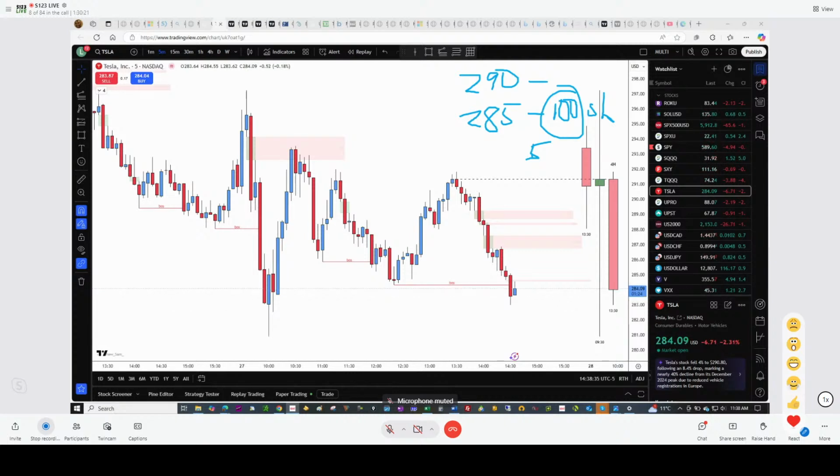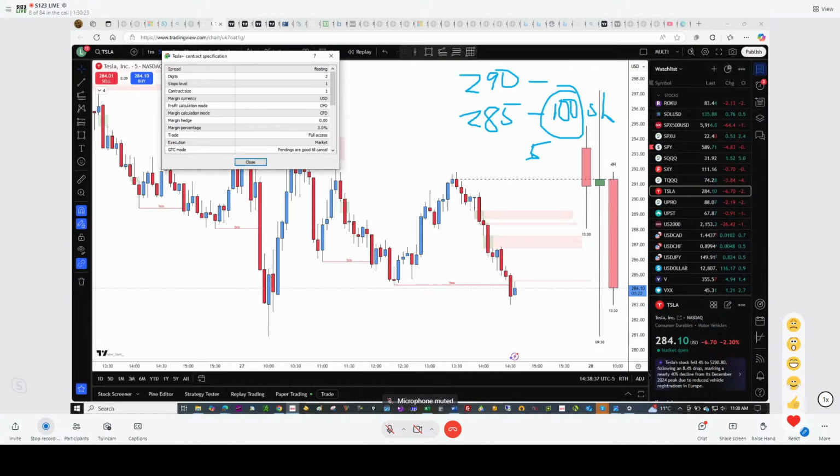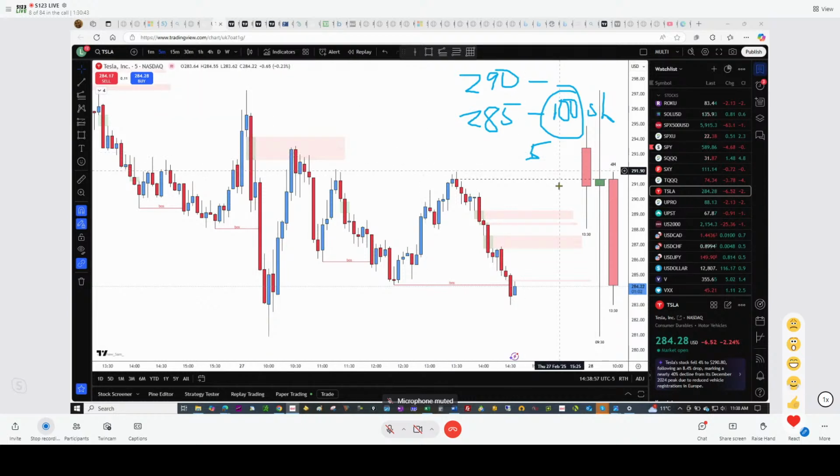I'm just going to look at the specifications for it. Oh, when you go into the symbols, it shows you there. There's the specification for Tesla, and it just says one contract. So I would think it'd be 100 shares. Yeah, exactly, 100. One contract would be one lot, one standard lot, 100 shares. Okay.